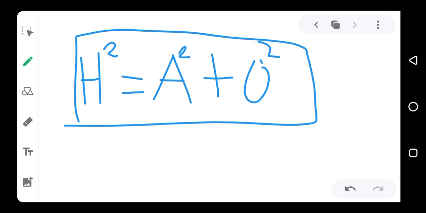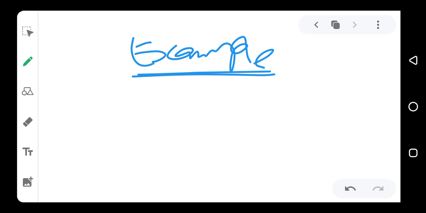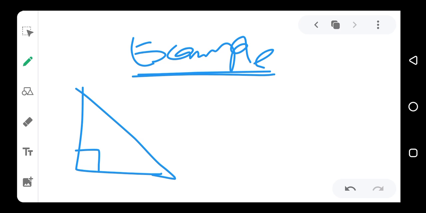Pythagoras theorem. For example, let's look at one example. Example 1. If we are given a triangle like this, this is perpendicular, and being perpendicular, we already know that it is 90 degrees. We have this side as h, this side as 2, and this side as 3, and we are asked to find the value of h.